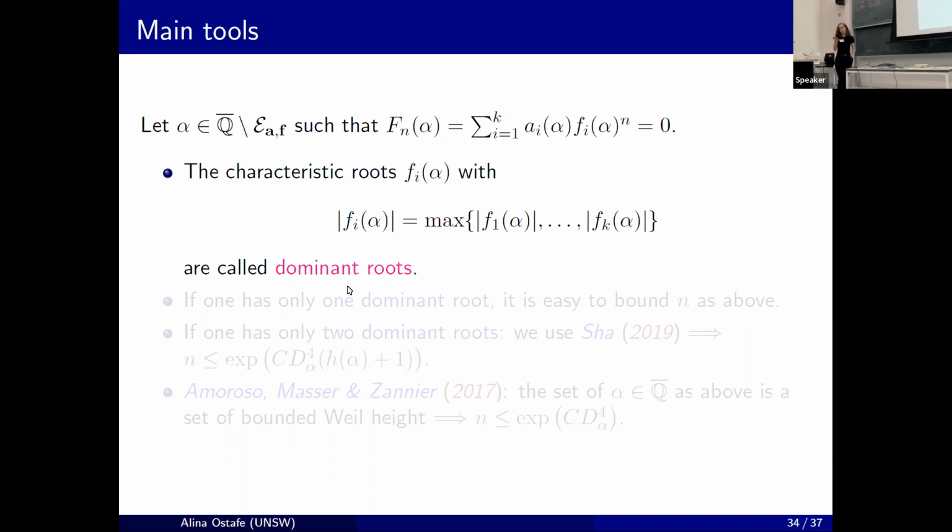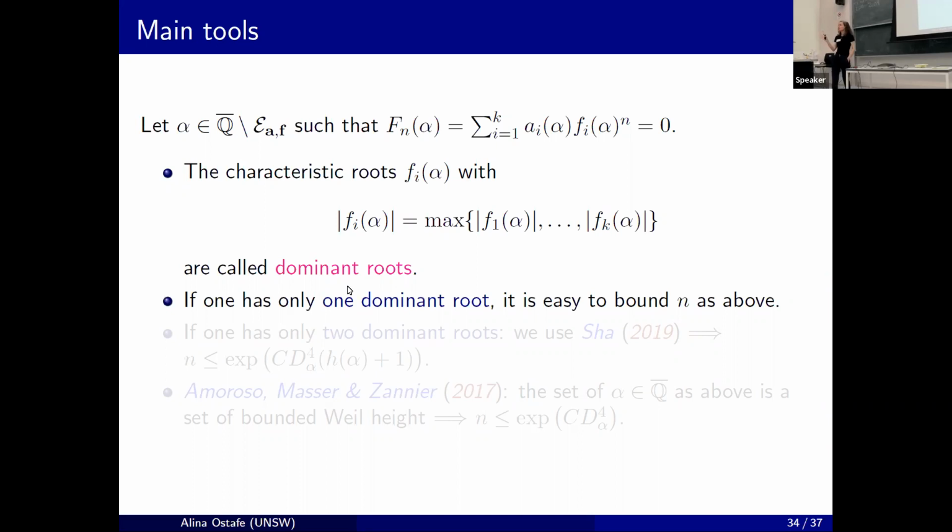I already mentioned dominant roots in previous results, but let me define it now. The characteristic Fi of alpha are called characteristic roots of the linear recurrence. And we say that Fi of alpha is a dominant root if its absolute value is maximal among all the others. So now the proof goes quite easily.